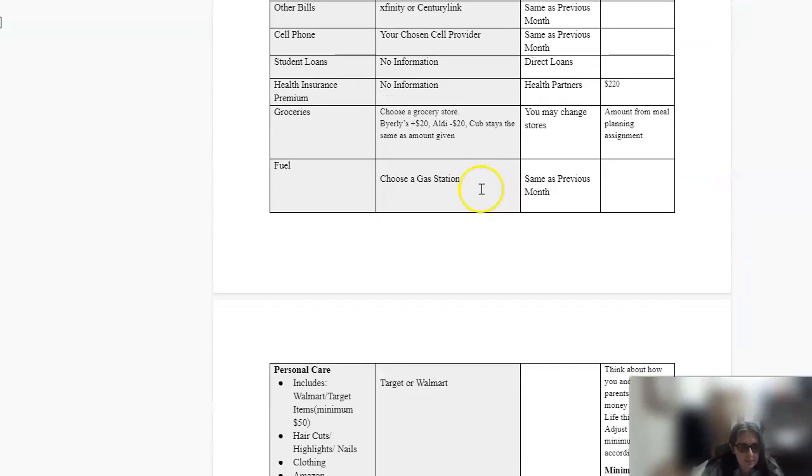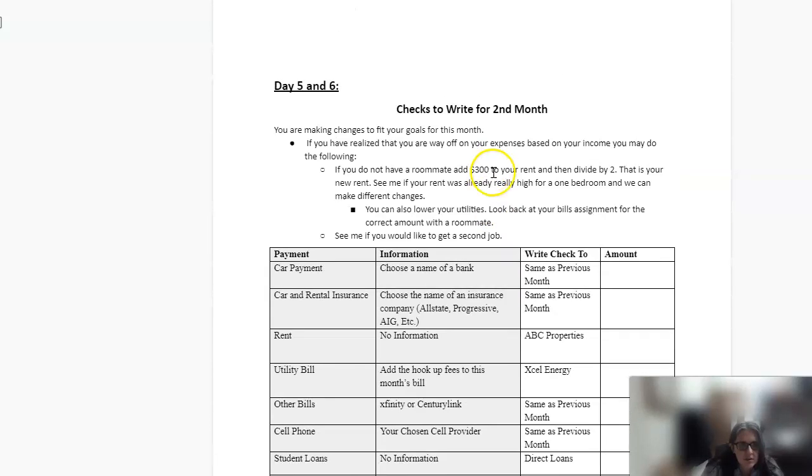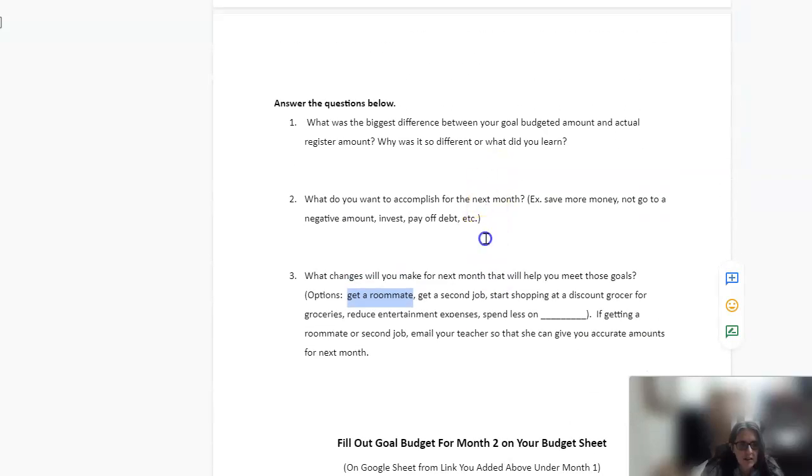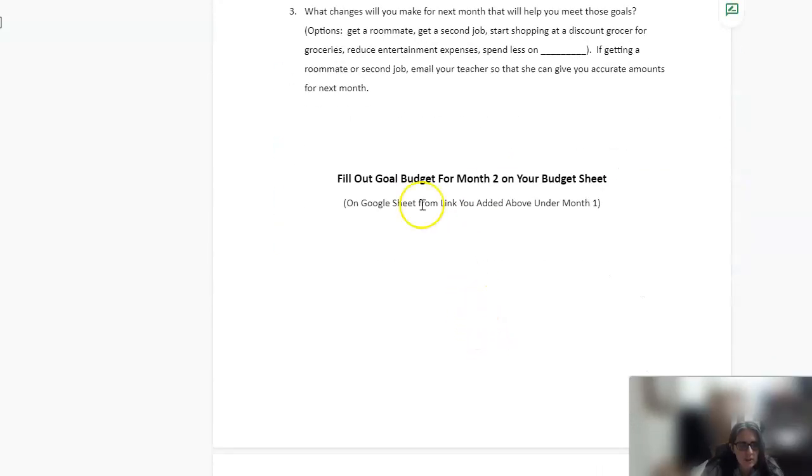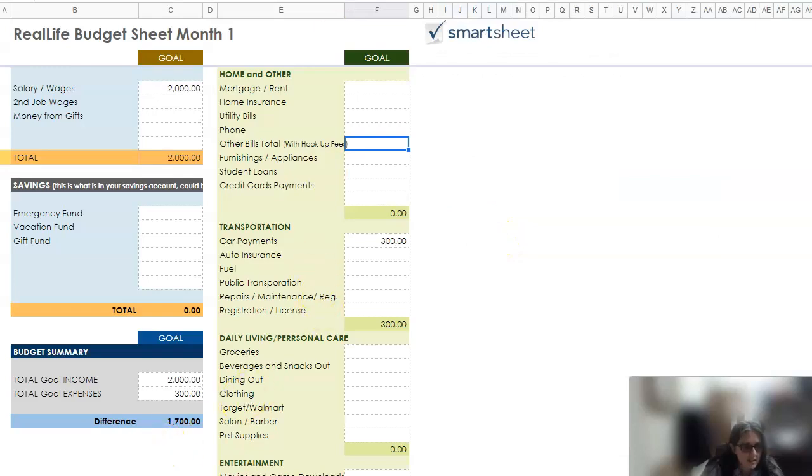Okay. So just fill that down. Oops, I scrolled too far. Okay, so you just fill those out, and then we're going to go on to filling out your budget for month 2 on the month 2 tab. So you just go on to here, and you can kind of see on the bottom here.